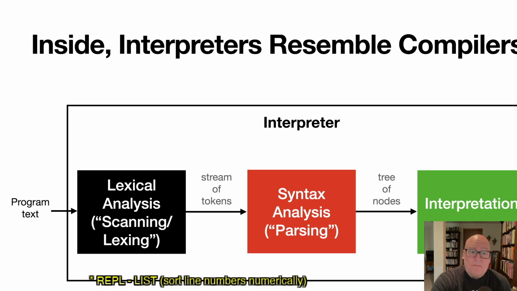So the interpreter is the big box. You have program text coming in. You do some lexical analysis, also called scanning or lexing, and that produces a stream of tokens. And then you do syntax analysis or parsing that's going to use grammar rules to interpret the stream of tokens and turn it into a tree of nodes. Then you're going to interpret those nodes. You're going to look at a node at a time, do what it says, maybe do some input, maybe do some output, and then move on to the next node and interpret that, and so on.